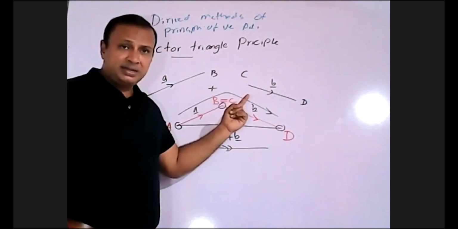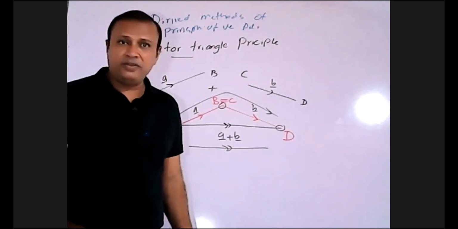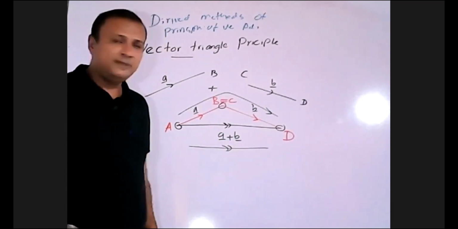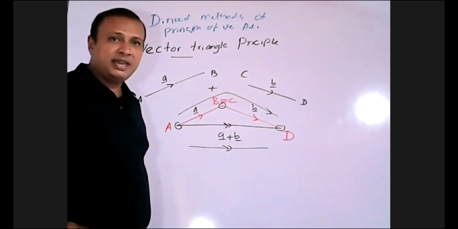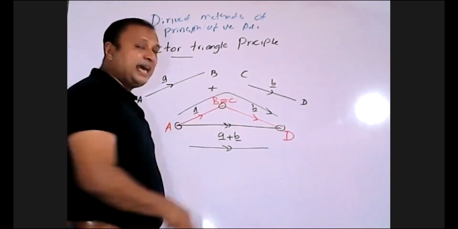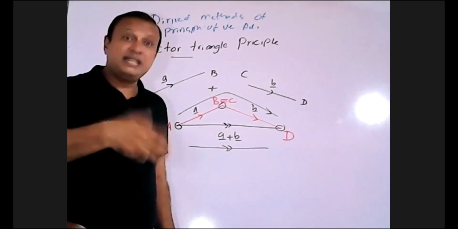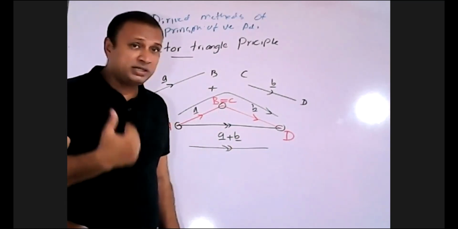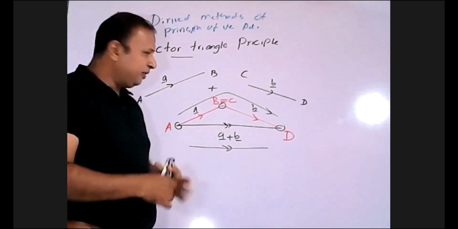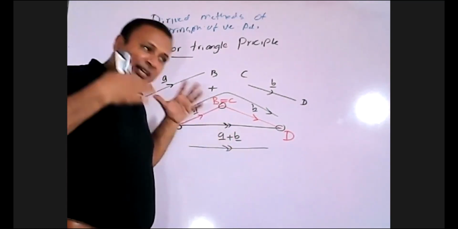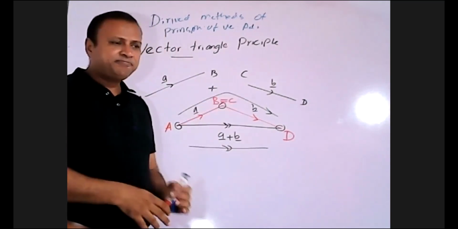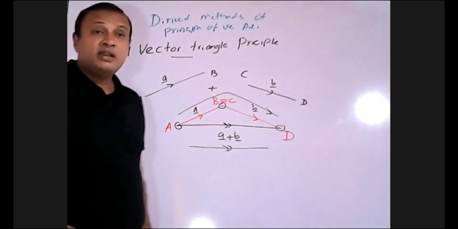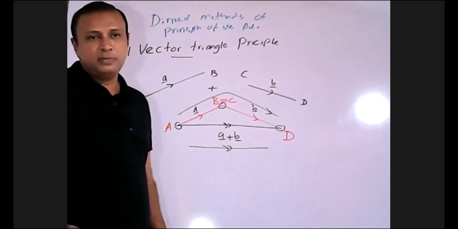If we add two coplanar vectors using the principle of vector addition, definitely we will have a triangle. Therefore, we can express this as a principle, another method. If we are given two vectors to add, then definitely we will have a triangle. That is given as a method, and that method is called the vector triangle principle.